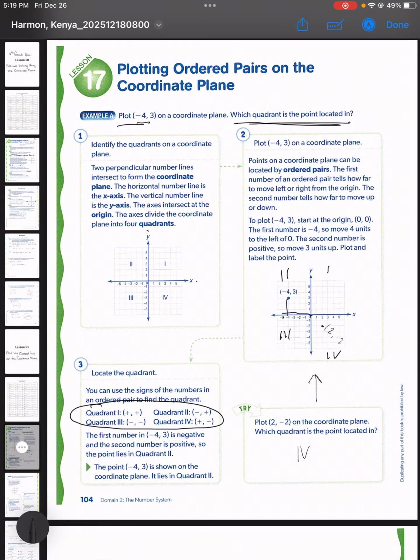We can use either strategy for the next problem when we plot 2, -2. We can plot it on the coordinate plane. We see very easily that it's in the fourth quadrant. Or we can see that the x-coordinate is positive and the y-coordinate is negative, also telling us it's in the fourth quadrant.